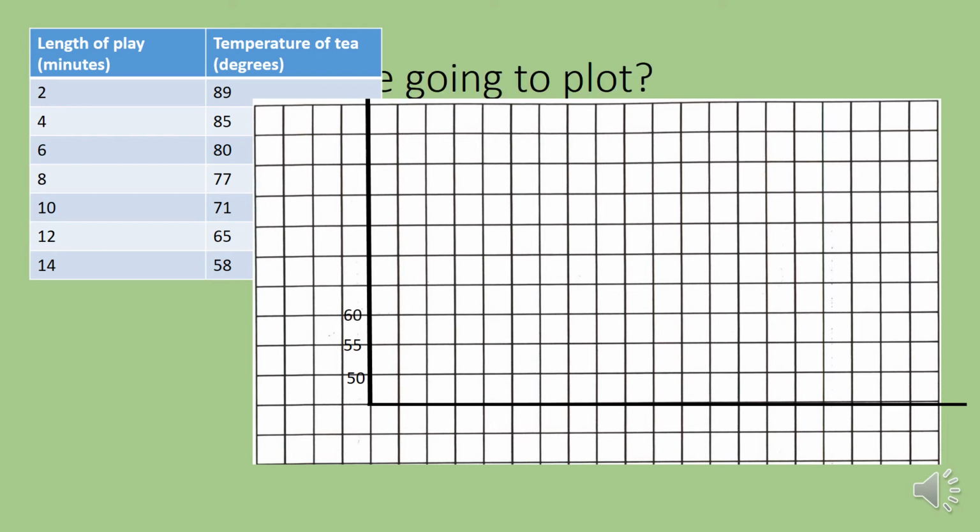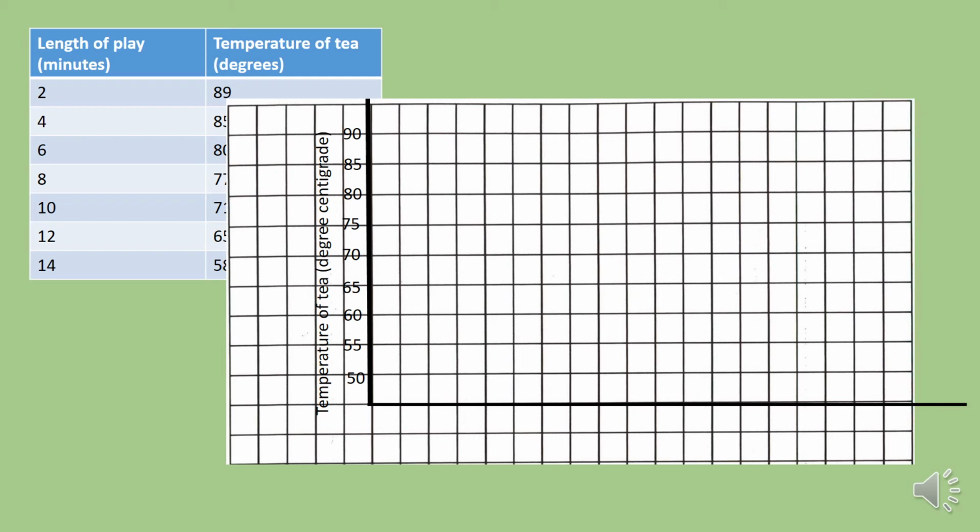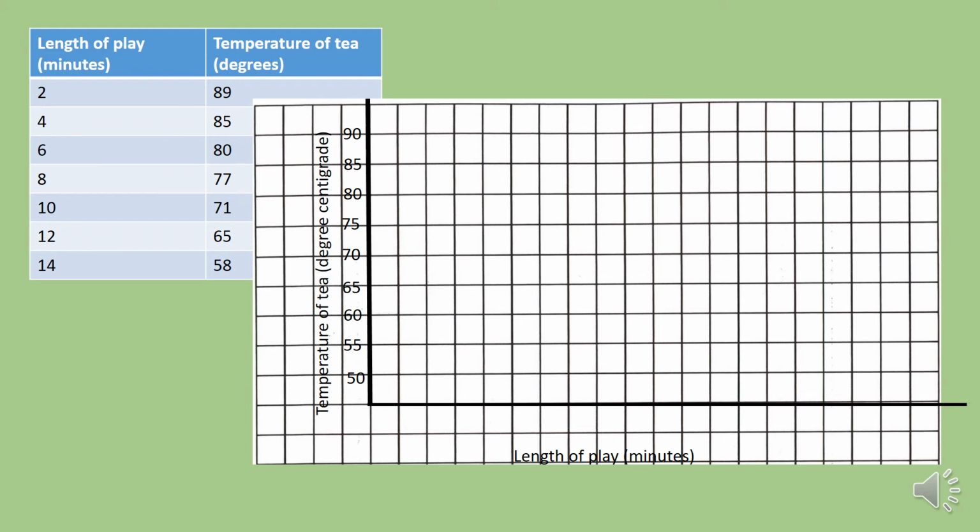50, 60, and so on. Look, I've labelled my axes really quite nicely. On the x-axis, it's the length of play, and I've put the unit there as well, in minutes. Now, don't forget that we label the lines, we number the lines. We did it really well on that y-axis there. We need to do it for the x-axis too.